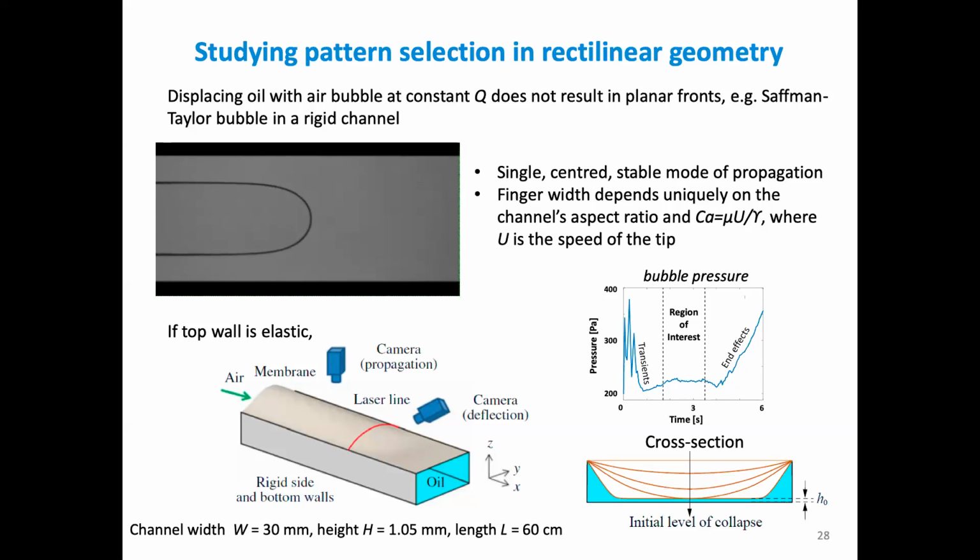Another thing to remember is that, of course, as soon as you have an elastic sheet on the top, you have another degree of freedom in your system. So you could potentially play with the cross-section of your system before you start injecting any fluid or any air. You can do so by adjusting the pressure difference between the inside of the liquid and the outside, and generate all sorts of initial levels of collapse as shown here.